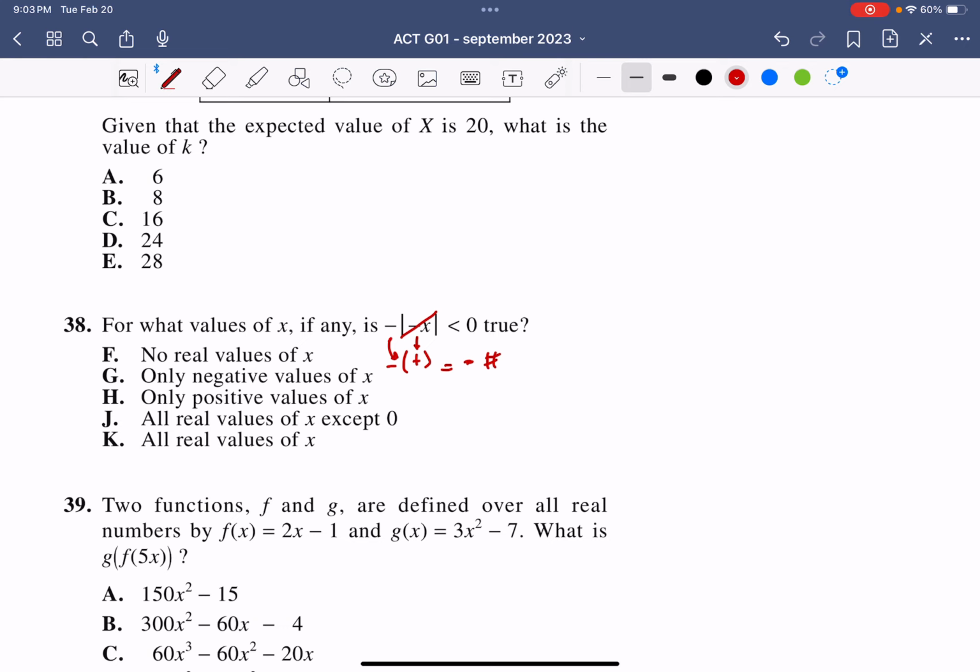And the reason is because this is a less than inequality. It's not less than or equal to. So the only number that wouldn't work for this one is 0. So our answer for this is going to be J.